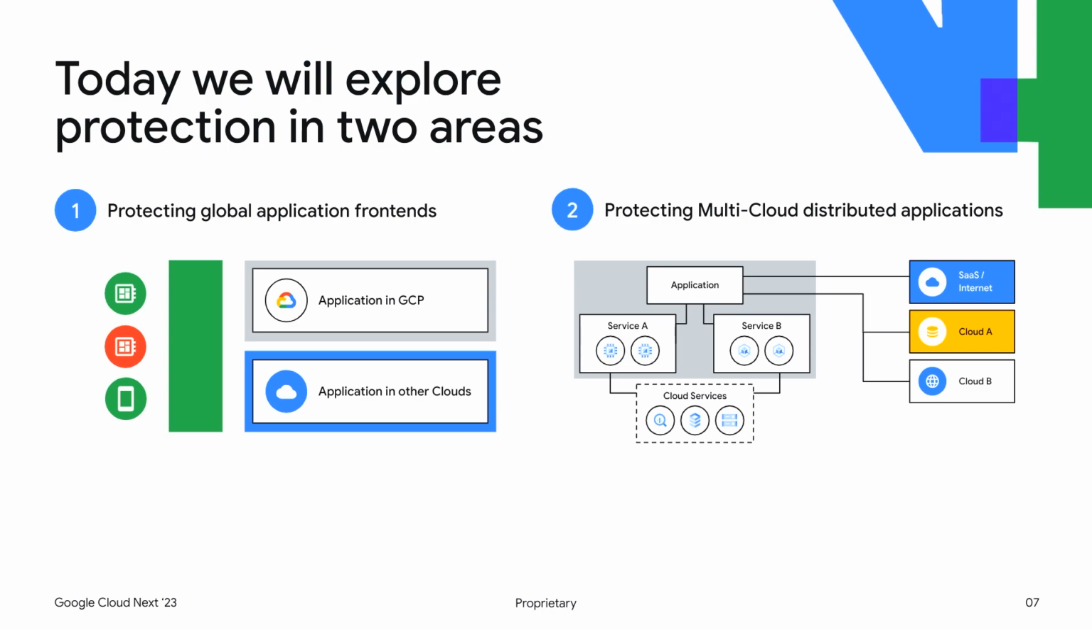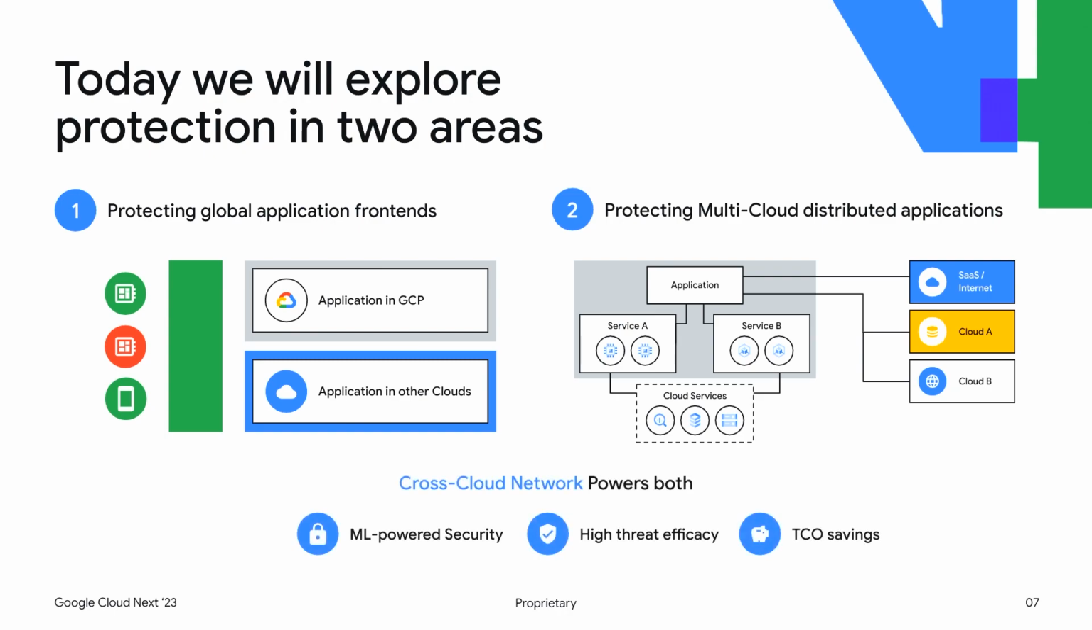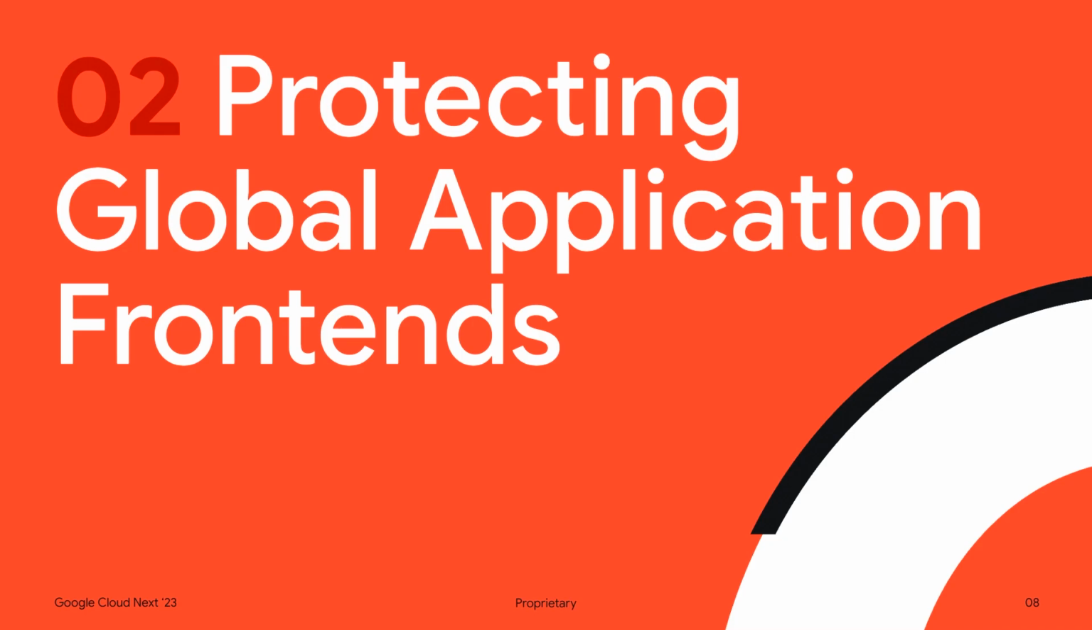So this session, as I said, is going to cover protection. But if you want to hear about the whole cross-cloud network story, you can come tomorrow to the ARC 202 session. Or we have a keynote for networking in the morning as well. So let's get into talking about protecting global application front ends.